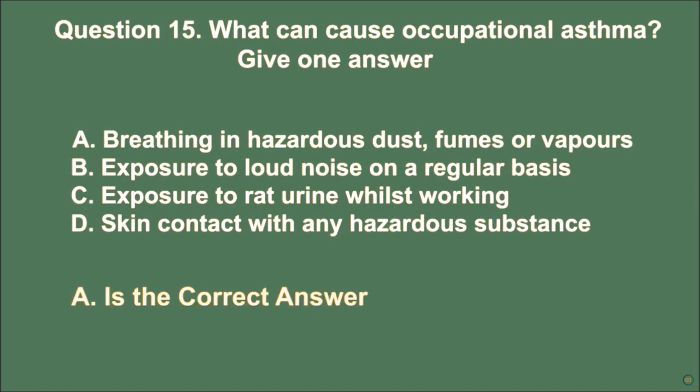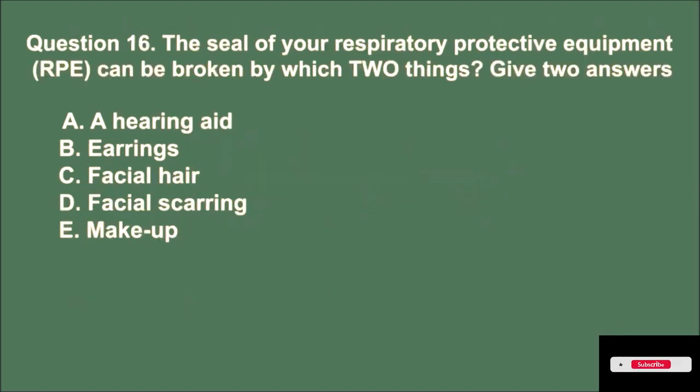A. Is the correct answer. Question 16. The seal of your respiratory protective equipment, RPE, can be broken by which two things? Give two answers. A. A hearing aid. B. Earrings. C. Facial hair. D. Facial scarring. E. Makeup.